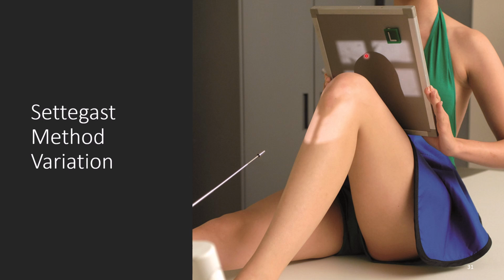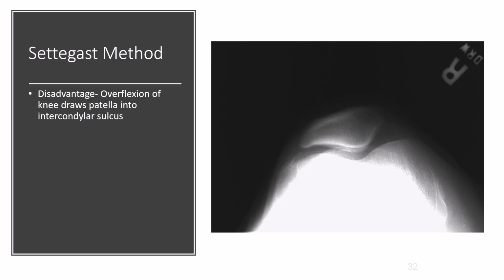The patient is holding the IR. Typically, we don't allow the patients to hold the digital receptors just because they're so expensive, but this is what it would look like. Now, they reference that a disadvantage to this is that you can overflex the knee and it'll actually draw the patella into the intercondylar sulcus. Okay, so that is not what we want. A major disadvantage of that, like I said, is to draw the patella into the intercondylar sulcus.